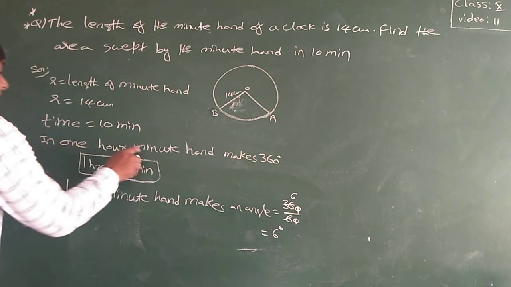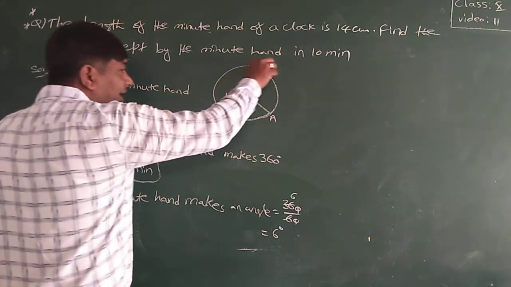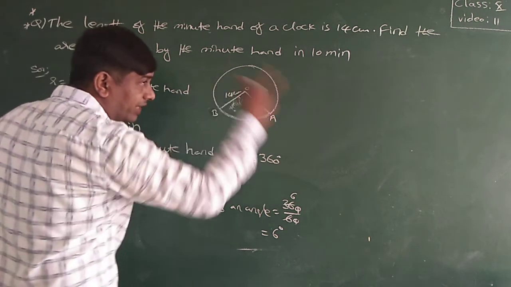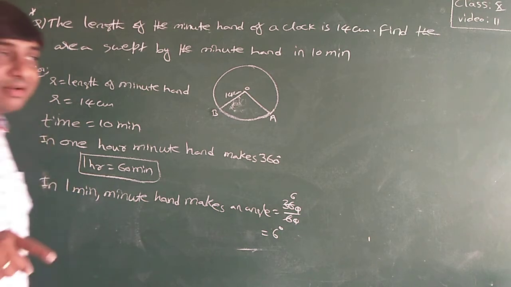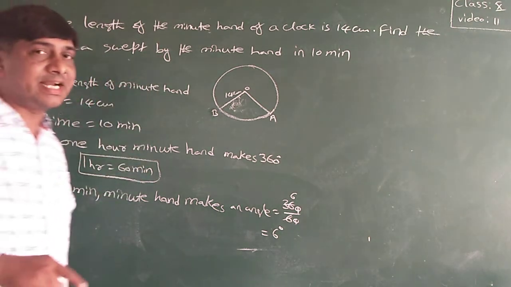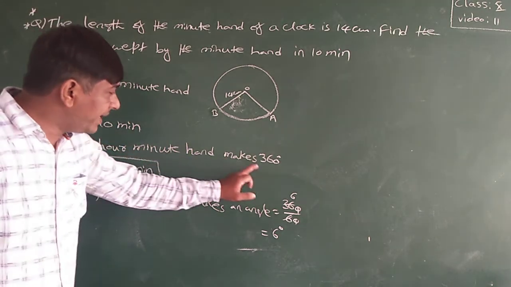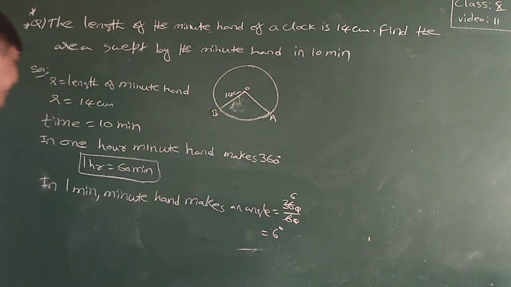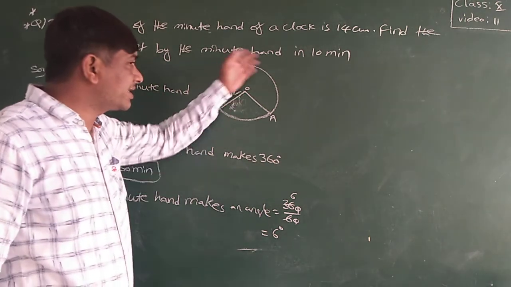In 1 hour, the minute hand makes a 360 degrees angle, because every 1 hour the minute hand completes one rotation. The hour hand takes 12 hours to complete a rotation. The seconds hand completes a rotation every minute. Keep it in mind: in 1 hour, the minute hand makes 360 degrees.